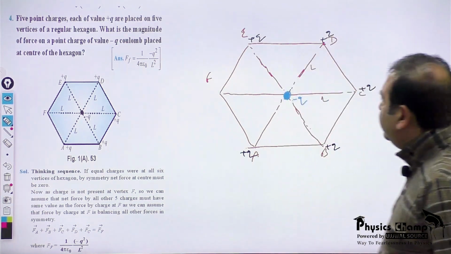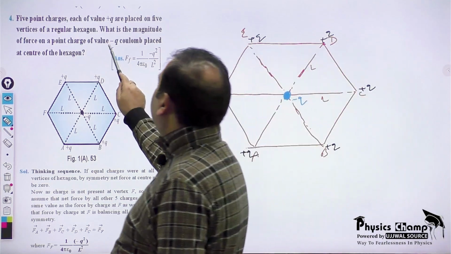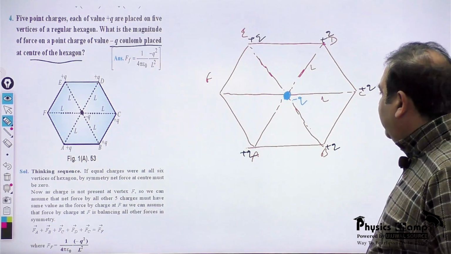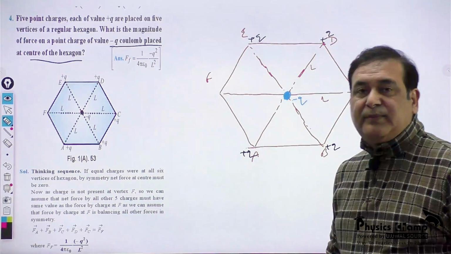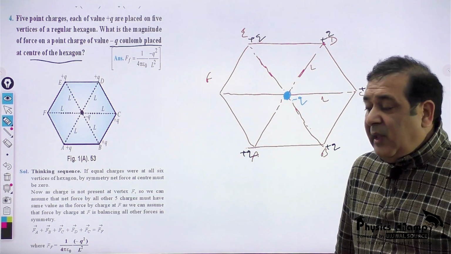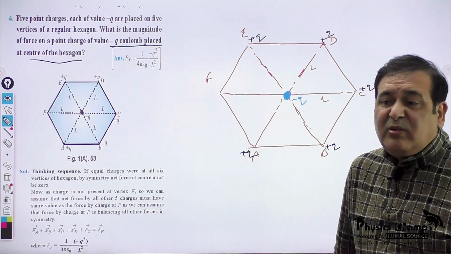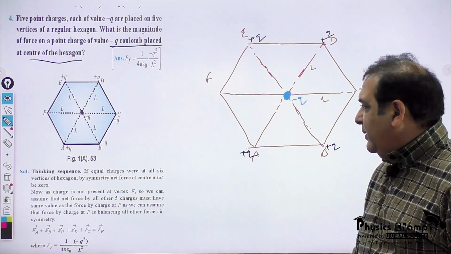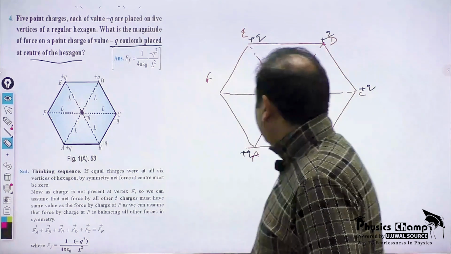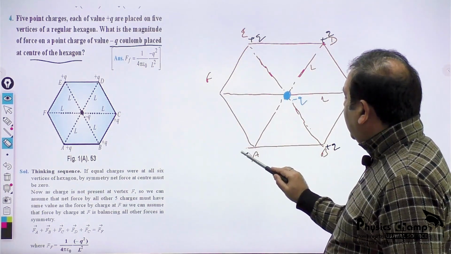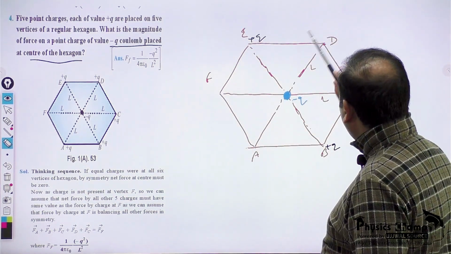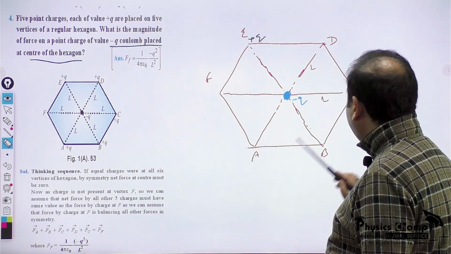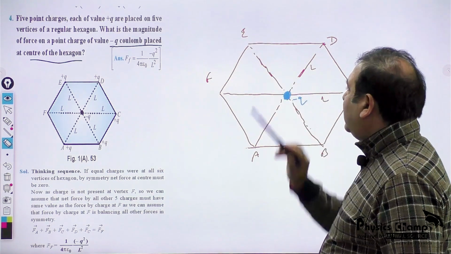What is the magnitude of the force on a point charge of value minus q placed at the center of the hexagon? So at the center of the hexagon, what is going to be the net force? Like in the previous question, there are some charges whose corresponding charges are cancelling the effect of it. If I look at the impact of the charge on A, it is cancelled by the impact of the charge on D. Similarly, the impact of the charge on B is cancelled by the impact of the charge on E.